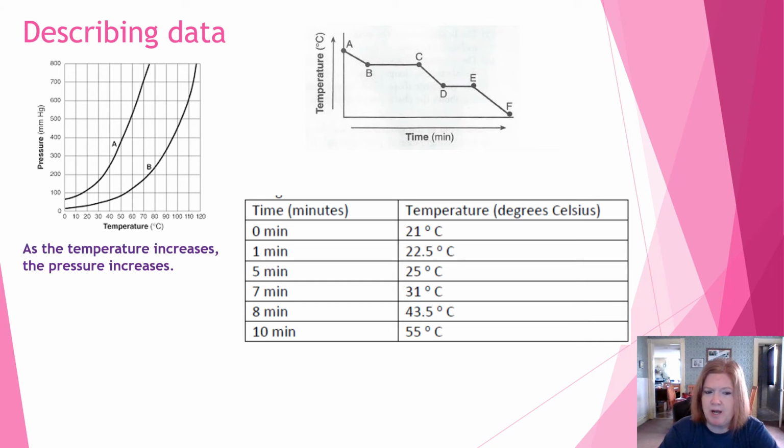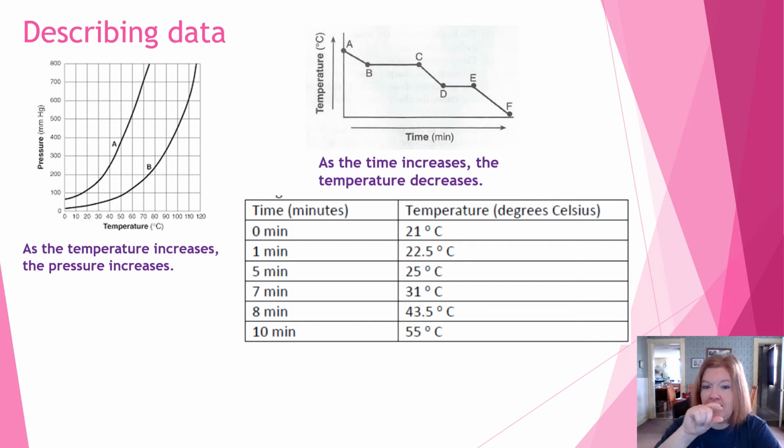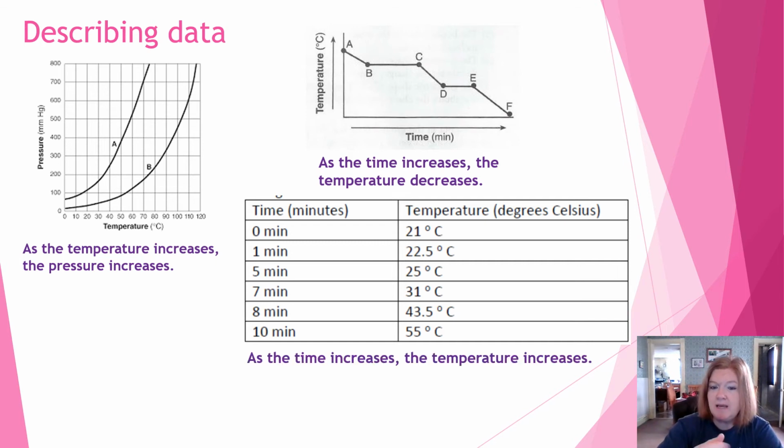So how do we describe it? As temperature increases, the pressure increases. So notice that I use the independent variable first and then talk about the dependent variable. So as temperature increases, pressure increases. In the graph above that one, as the time increases, the temperature decreases. And then you can do the same thing with a table. You don't have to only do it from a graph. As the time increases, the temperature increases.